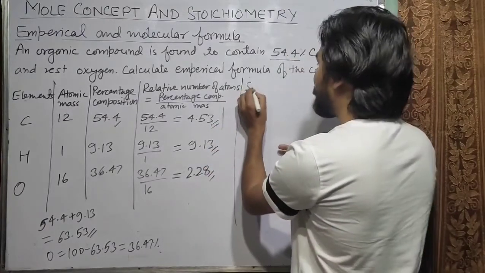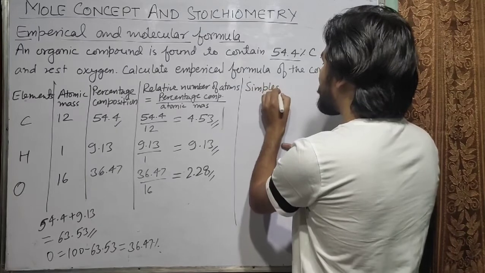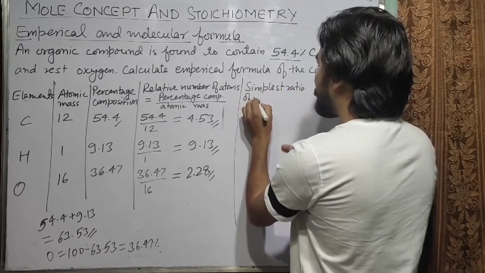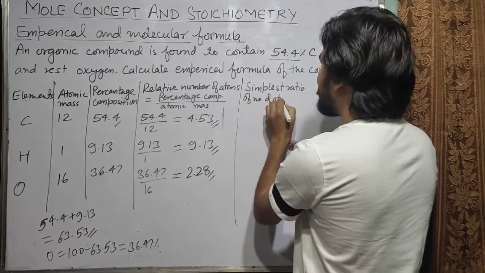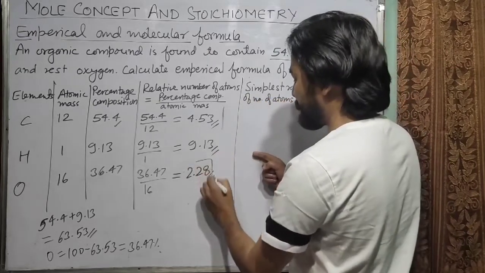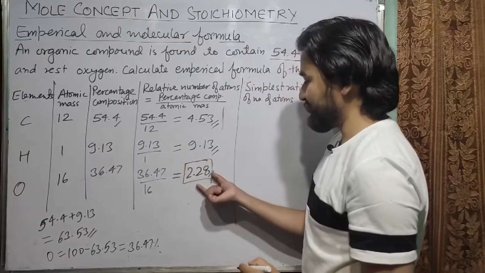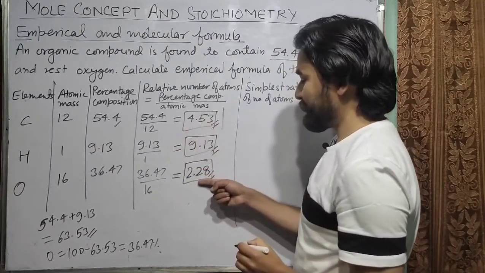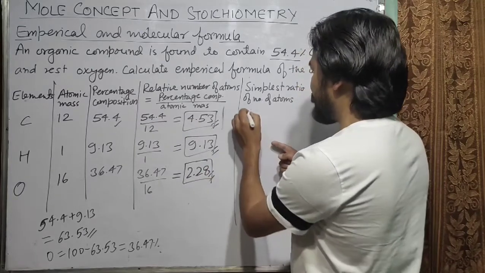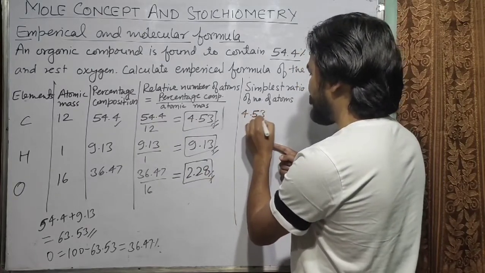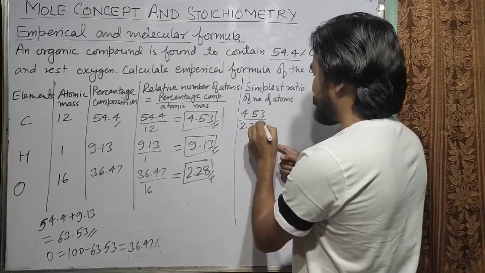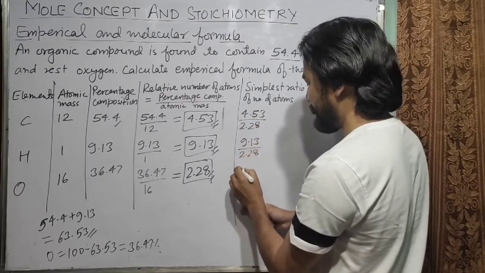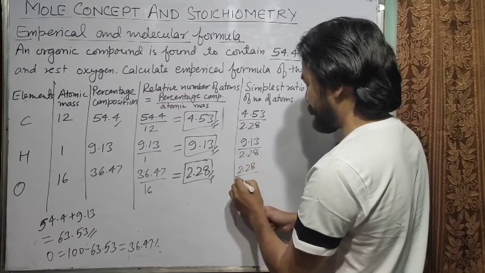Now we will have the simplest ratio of the number of atoms. What will be the simplest ratio? The simplest ratio can be calculated by dividing by the smallest number. What is the smallest number out of these 3? This is 2.28. So we can divide 4.53 by 2.28, 9.13 divided by 2.28, and 2.28 divided by 2.28.